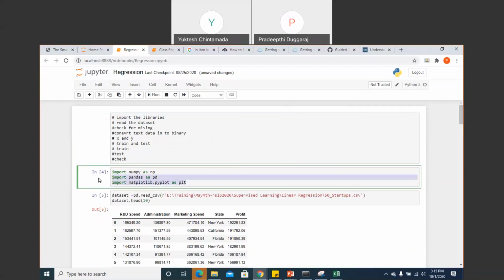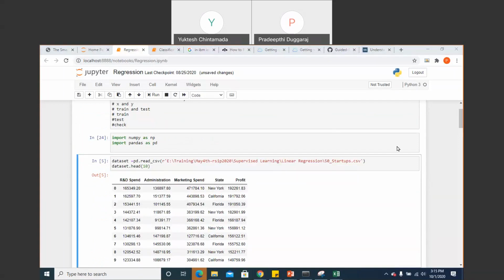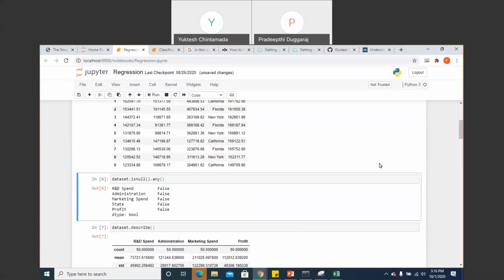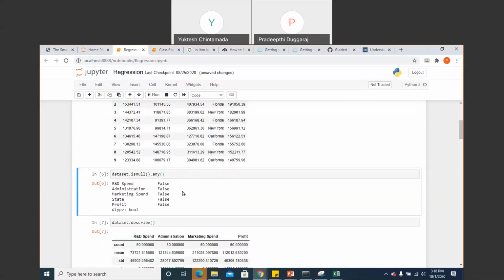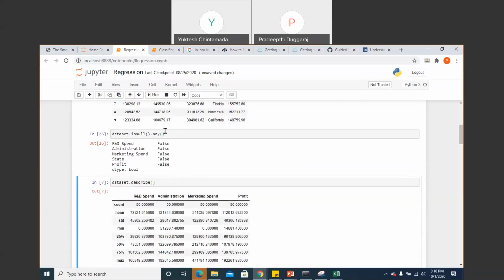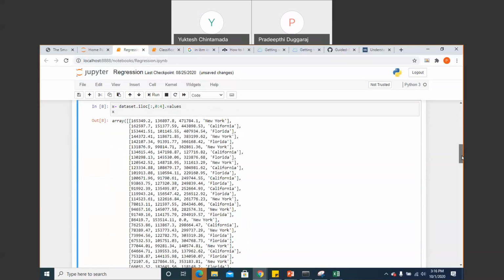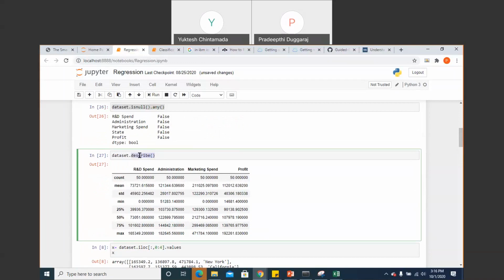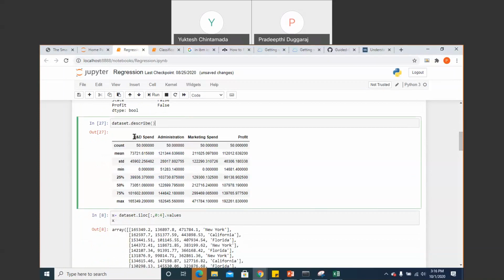So the first step is importing the libraries. I've just imported the libraries, and then I am reading the data set. This data set is purely of a company turnover. Once that is done, I'm checking whether there are any missing values or not. If you see this, I don't have any missing values, so you can just skip that. Now data set dot describe. You have seen this describe function while working with pandas. Describe will give the statistical information of all the columns. Count is 50 rows, administration also has 50 rows, marketing spend also has 50 rows. Mean of R&D spend is 73721. Mean of the administration column is 12134. Like that, it will give the statistical information of the whole data set.